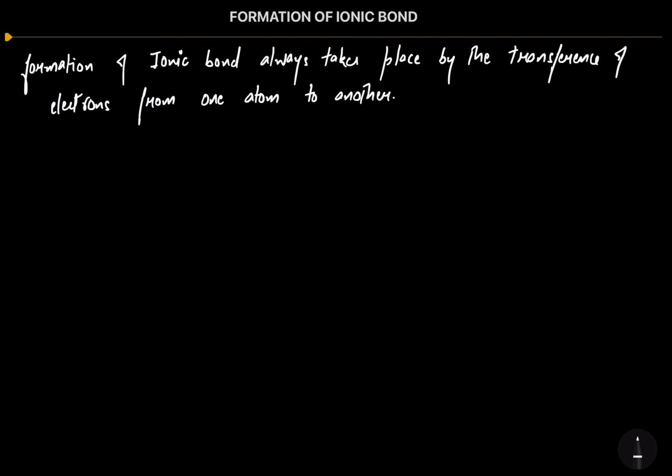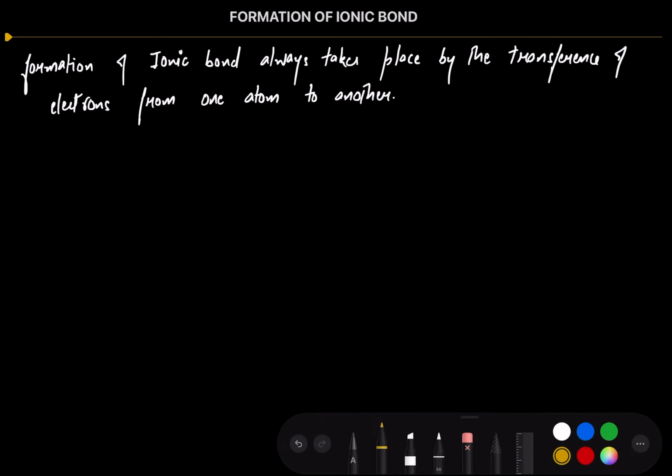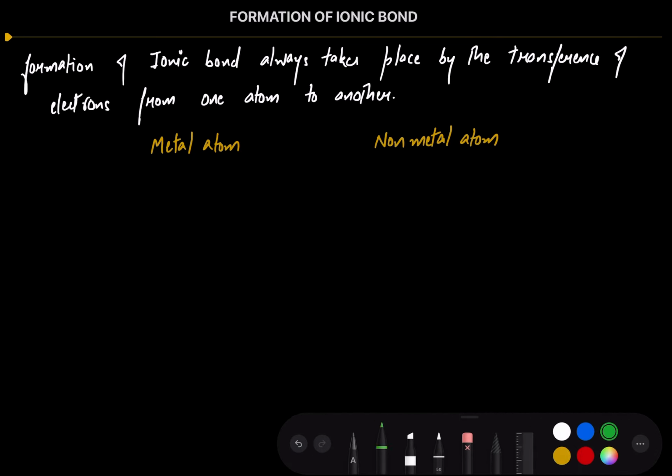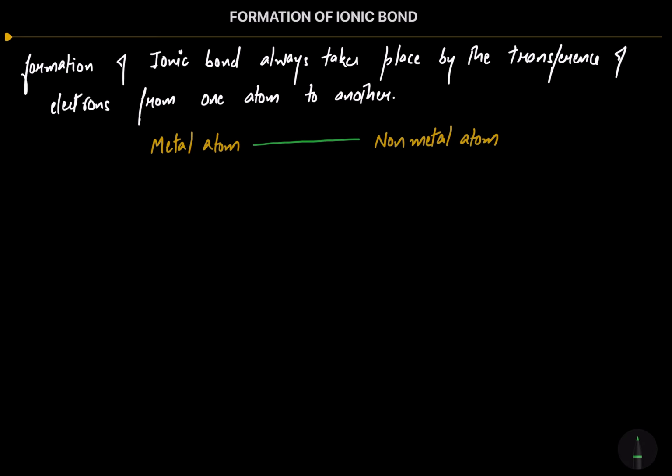In the previous lecture I have also told that formation of ionic bond always takes place between metal atom and non-metal atom. Now what will happen? Metal atom always loses an electron and non-metal atom always gains an electron.